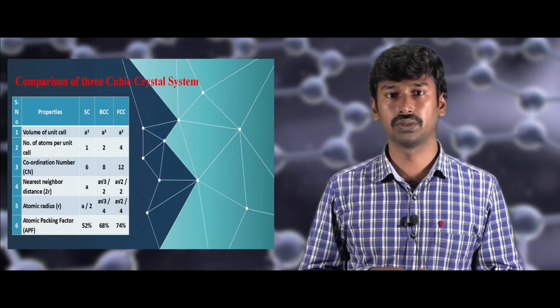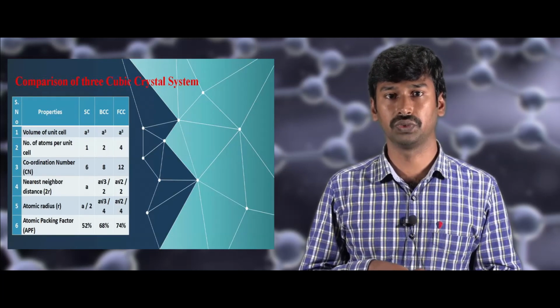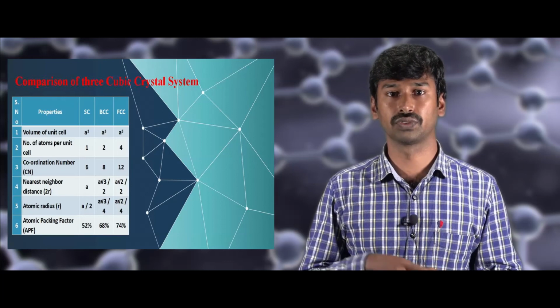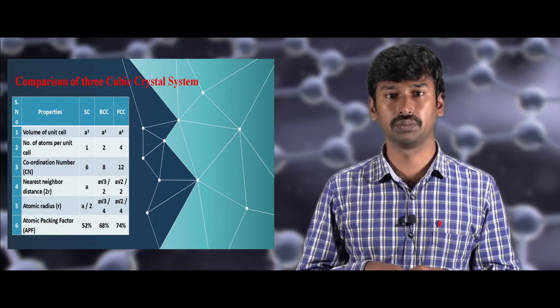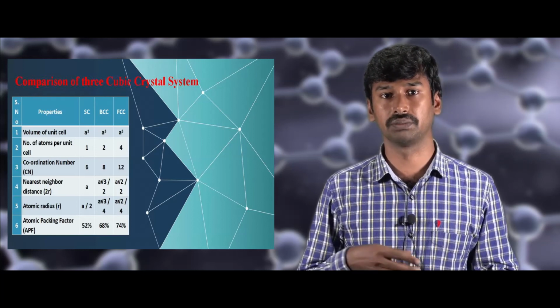Here is the table to compare the characterization of unit cell for different kinds of cubic systems, that is simple cubic system SC, face center cubic system FCC and body center cubic system BCC. Let us come to the end of this session. I hope you have understood the characterization of unit cell for simple cubic system, body center cubic system and face center cubic system. In the upcoming session, we are going to see about the crystal growth techniques. Thank you.